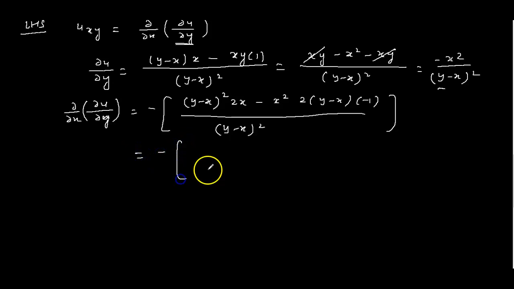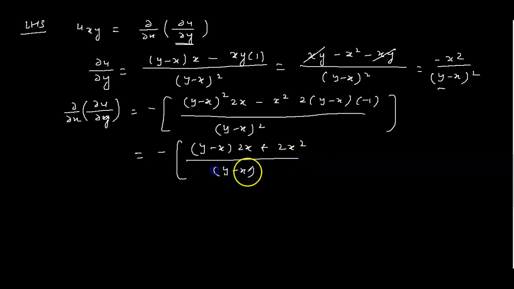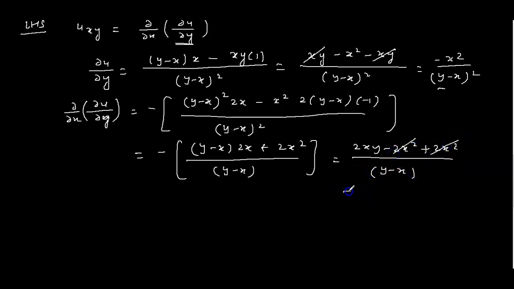So we can write here minus as it is. If you want, you can take the common y minus x and cancel this. So y minus x will be remaining into 2x, and this minus becomes plus, and this is 2x square, divided by y minus x whole square. One part of the square is already cancelled, so only y minus x. If you simplify further, you can write 2xy minus 2x square plus 2x square divided by y minus x. This part is cancelled, so 2xy divided by y minus x.